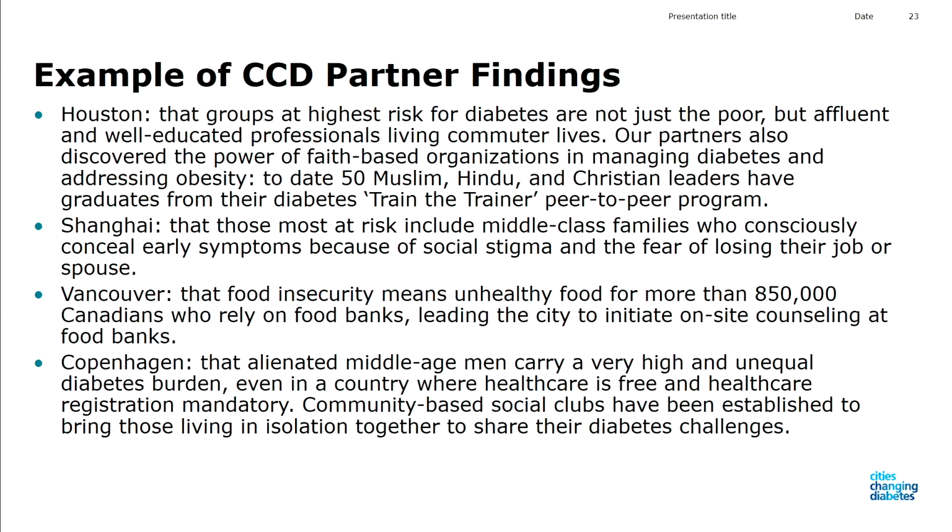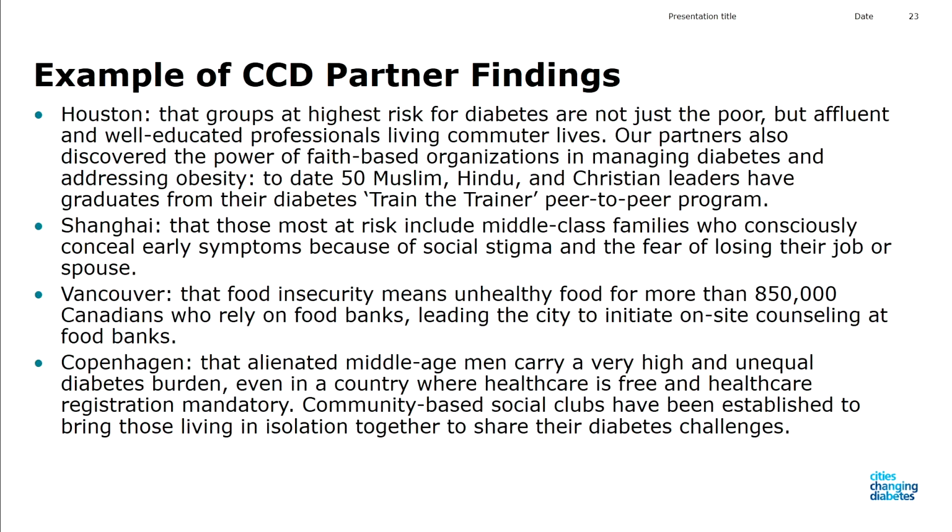I don't have time to go into detail, but here are just a few examples of our partner findings. In Houston, we found that the groups at highest risk weren't only poor people. They were also, as anyone who knows Houston would suspect, commuters, people living in gated communities, well-educated people. We also found that faith-based organizations were an extremely rich resource for helping people to manage their illnesses.